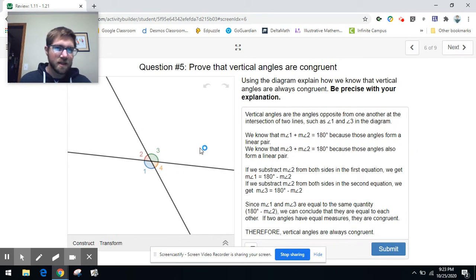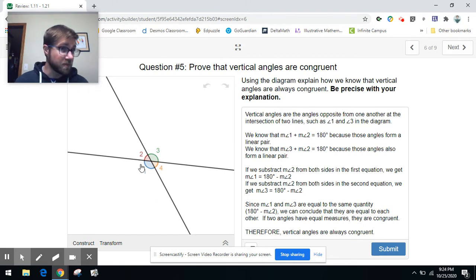Okay. Question 5, prove that vertical angles are congruent. You've seen this proof before. I think I gave it to you once. I was not as specific though that time, but again, here's the argument with greater specificity. Vertical angles, they're the ones across from each other at the intersection of two lines, like angle 1 and angle 3. Here's how I know they're congruent.